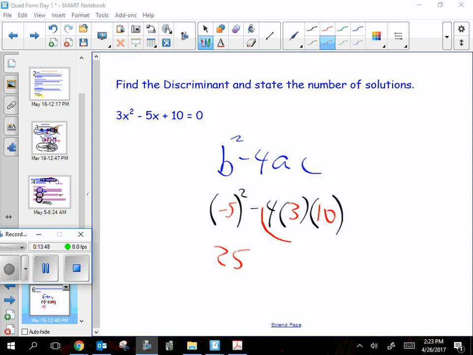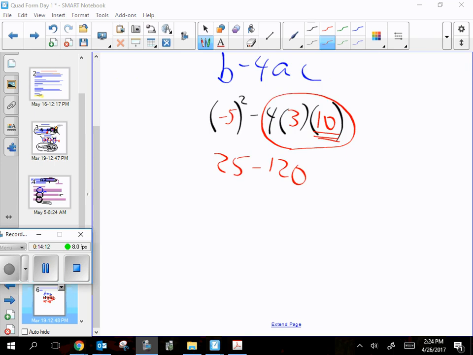And then, what is 4 times 3 times 10? I can do it in my head because 4 times 3 is 12. 12 times 10 is easy, see? 120. I'm sorry, you're wrong. It's 120. And then it's negative 105.